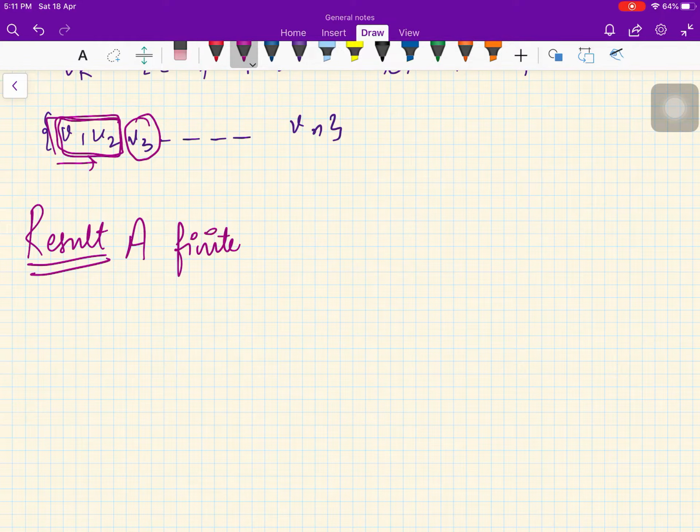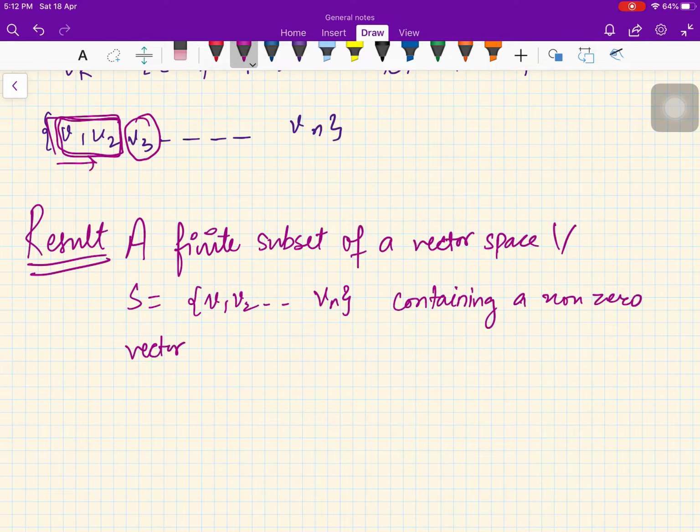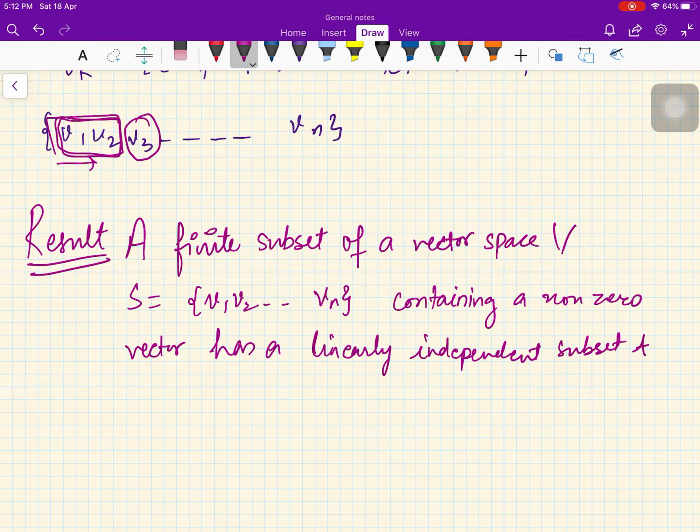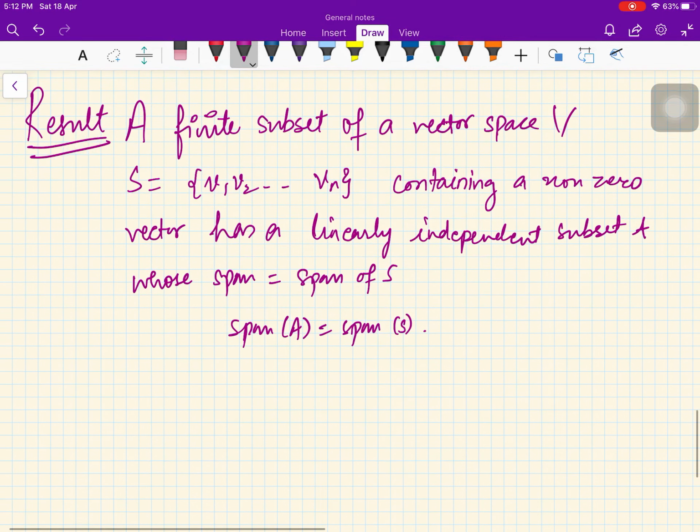This result says: a finite subset of a vector space V, say S equal to v1, v2, ..., vn, containing a non-zero vector, at least one non-zero vector should be there, has a linearly independent subset A whose span is equal to the span of S. That is, span of A is the same as span of S.